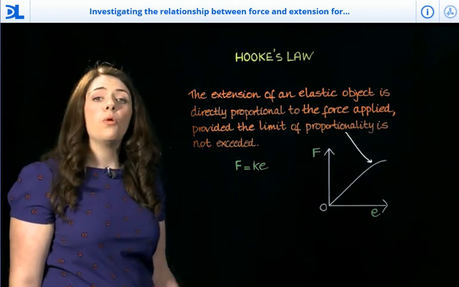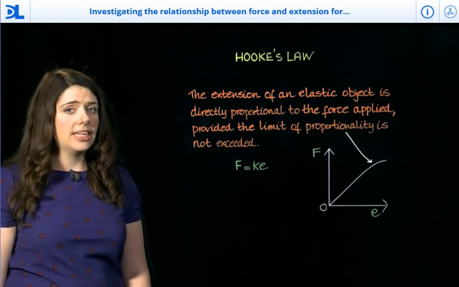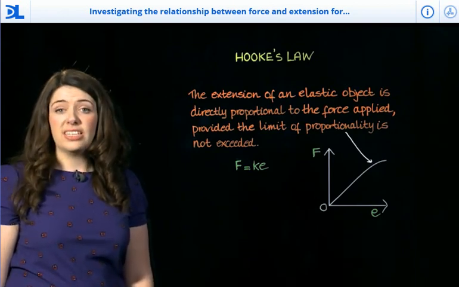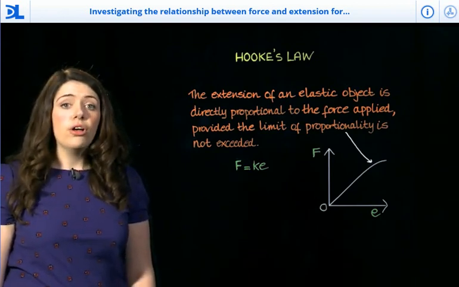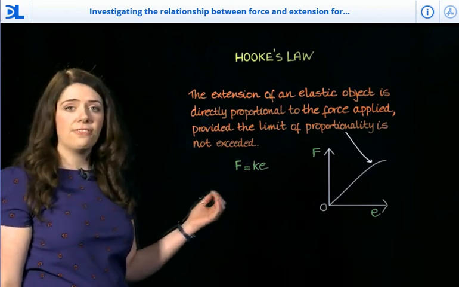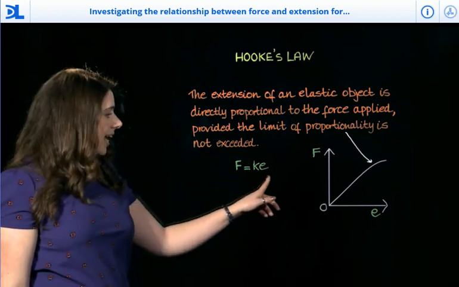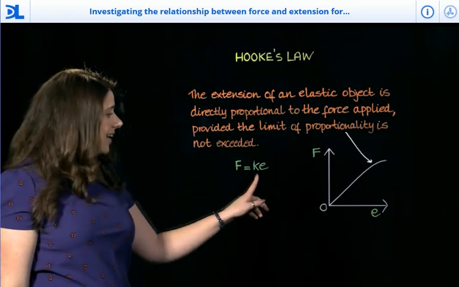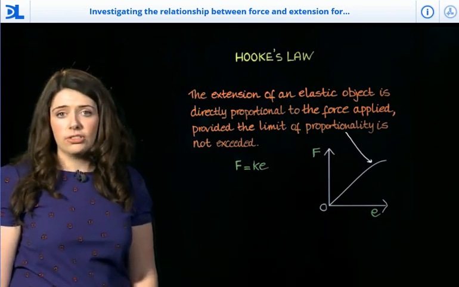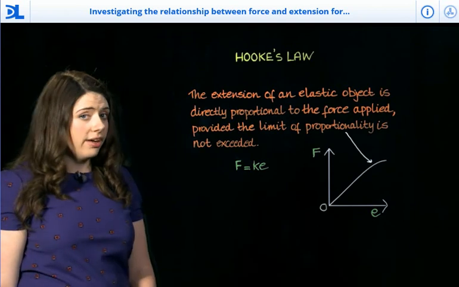After this point, when you take the weights off the spring, you'll find that the spring has been permanently distorted or permanently stretched. Now, Hooke's law can also be written mathematically like this: F equals kE, where F is the force applied, E is the extension, and k is something called the spring constant or the force constant. And we can work that out using the graph.